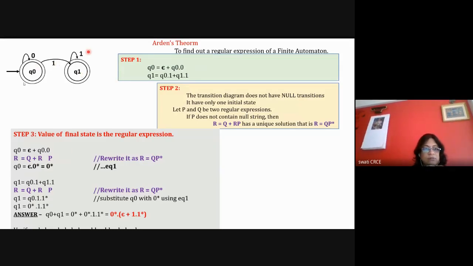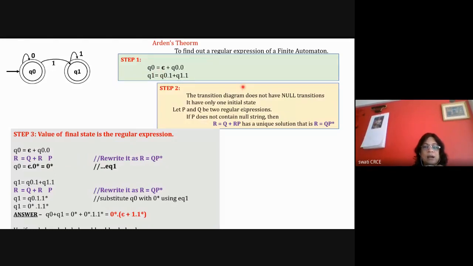Okay, so this is the question now. We have to find the regular expression for this. So the first step is to find out what Q0 is. Q0 is the initial state, so epsilon, and the incoming transition is only one, that is Q0 0. Then the next one is Q1. Q1 is equal to Q0 1 plus Q1 1, since there are two incoming transitions. So this is step 1.